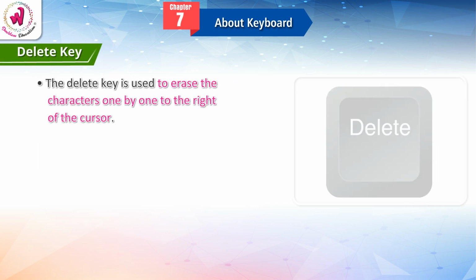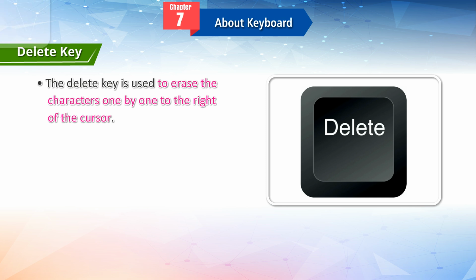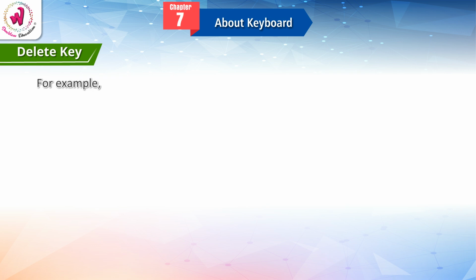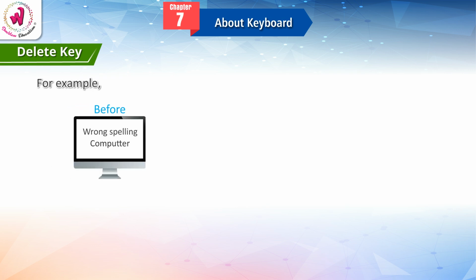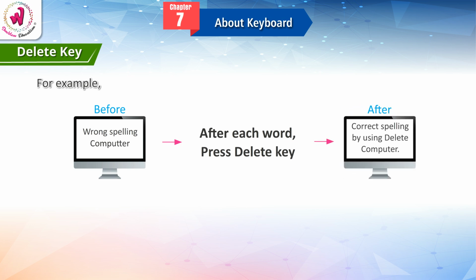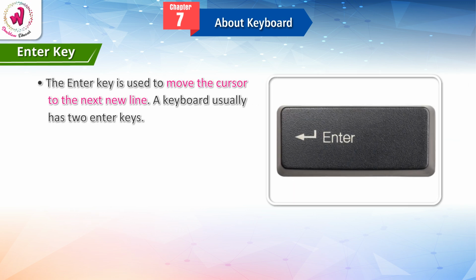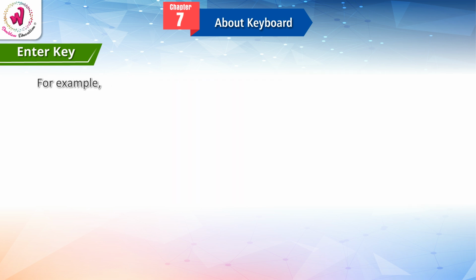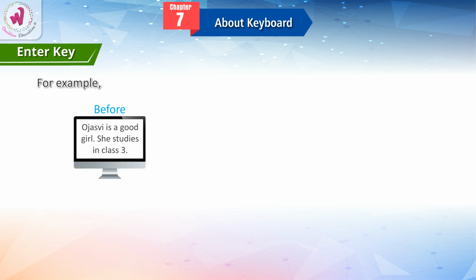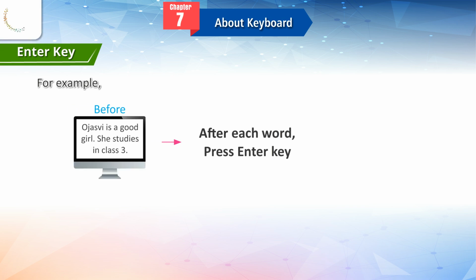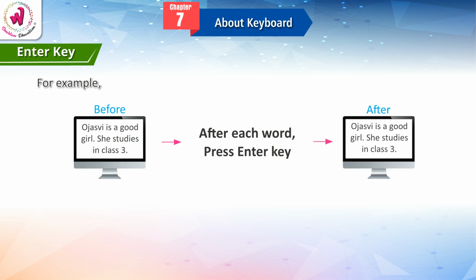Delete key. The delete key is used to erase the characters one by one to the right of the cursor. For example, before, after each word, press Delete key. Enter key. The Enter key is used to move the cursor to the next new line. A keyboard usually has 2 Enter keys. For example, before, after each word, press Enter key.